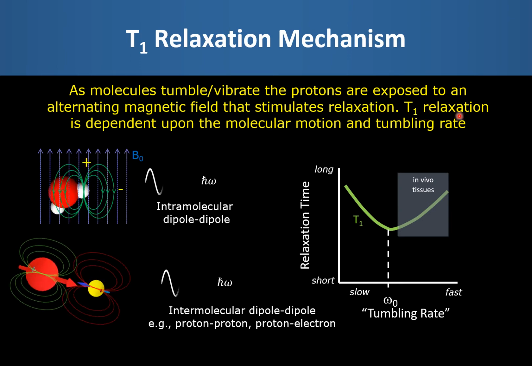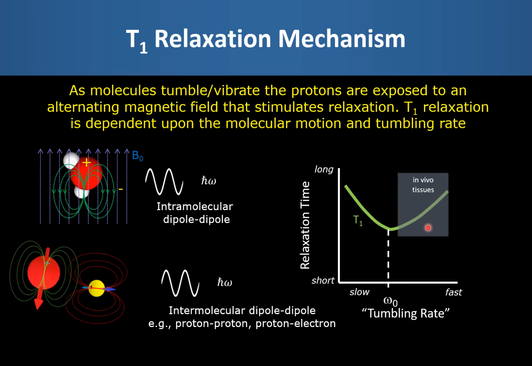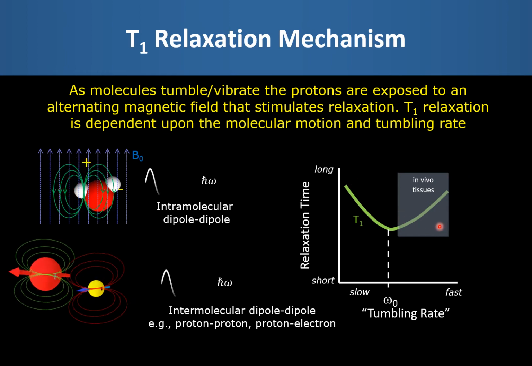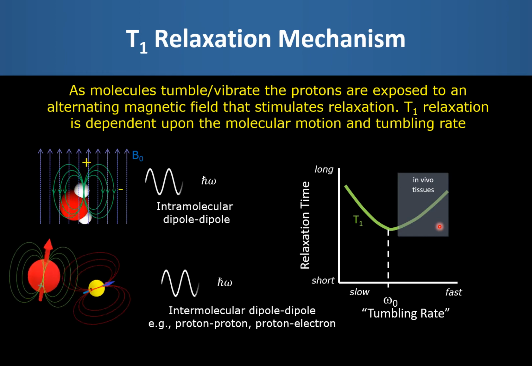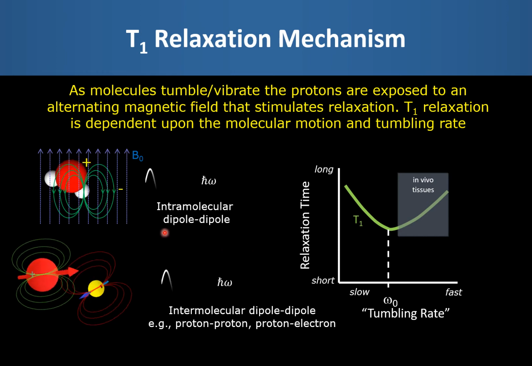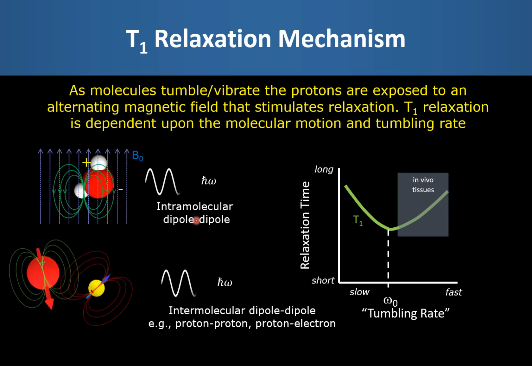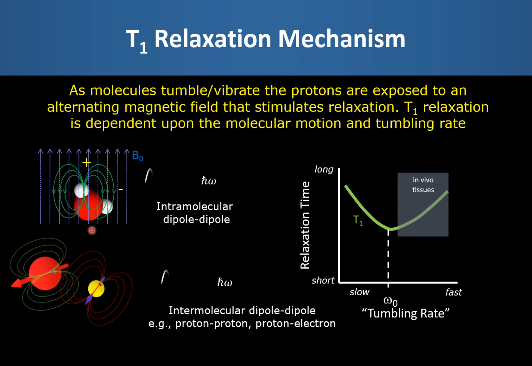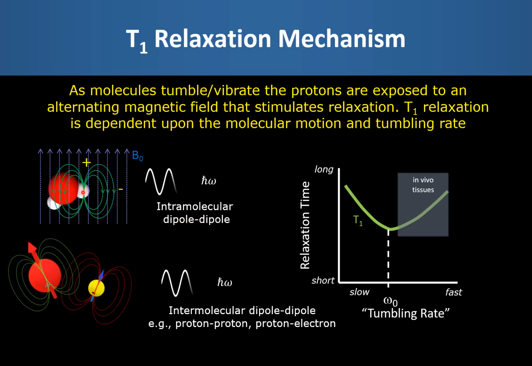So T1 relaxation is dependent upon the molecular motion and the tumbling rate, very similar as we discussed with T2 relaxation. So for example, here it could be due to intramolecular dipole-dipole interactions. Here's a tumbling water molecule.